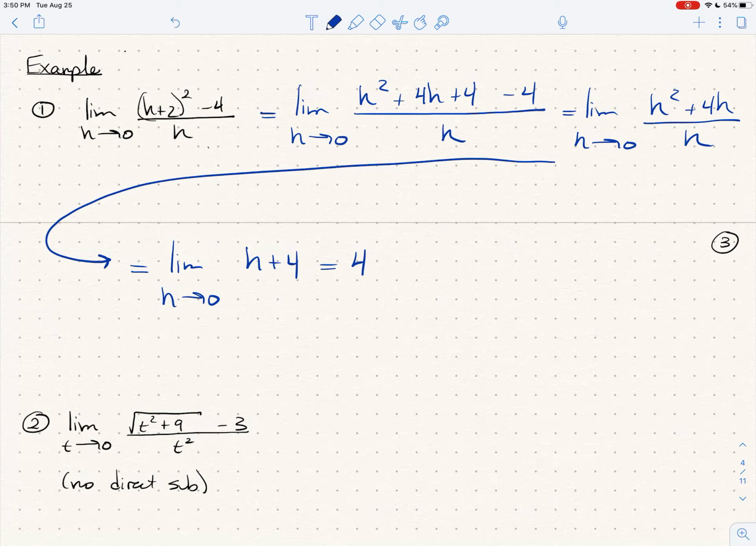So the first trick, just to summarize the trick, because you need to be able to do this yourself, the first trick is we expanded out the algebra, combined some terms, and canceled and simplified, and then things worked out.